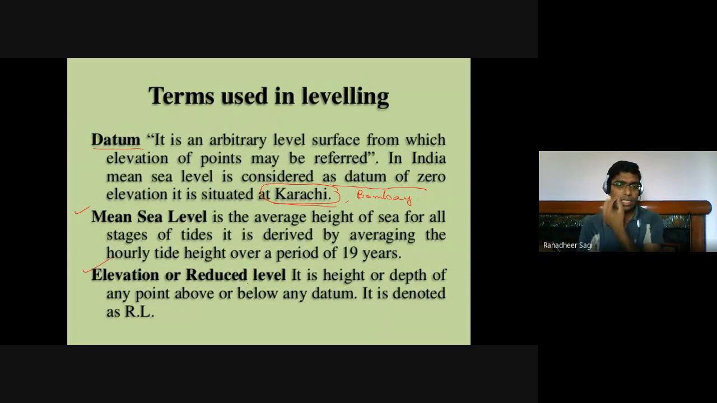Next word, elevation or reduced level. We also call it reduced level. Most of the times, technically, when we are talking about leveling or contouring, we always write it as reduced level, RL. So elevation and reduced level are one and the same. What does this mean? It's the height or depth of any point above or below any datum. So the height at which that particular point exists above the ground, or the depth at which it exists below the ground, is what we denote as your elevation, otherwise called your reduced level.